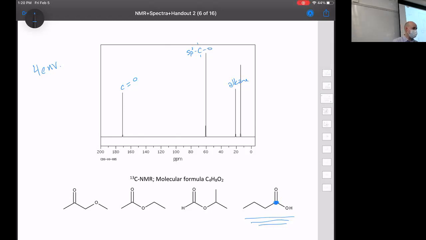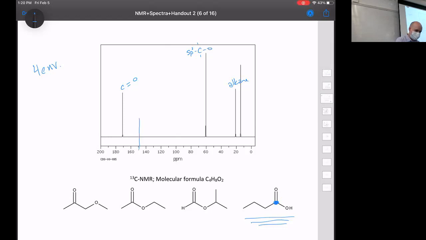In IR, if you had multiple bonds, you would get multiple peaks because IR looks at bonds. But in carbon NMR, you do not get multiple peaks because you're not looking at bonds or anything like that. You're just looking at carbons. And this is only one carbon, so it gives only one peak.